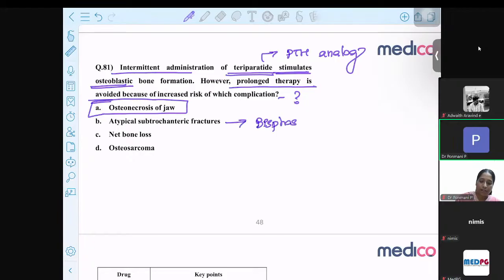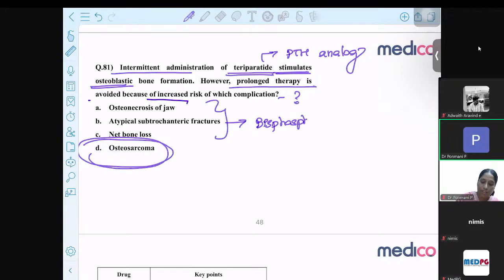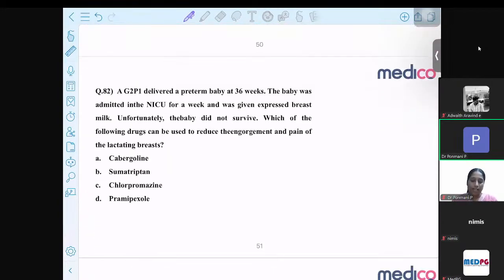Do not confuse. Sorry, I'm really sorry. They're asking about teriparatide. It is osteosarcoma. Okay. This too is for bisphosphonates. Clear? Osteosarcoma is associated with PTH, teriparatide. Now moving into the next question.